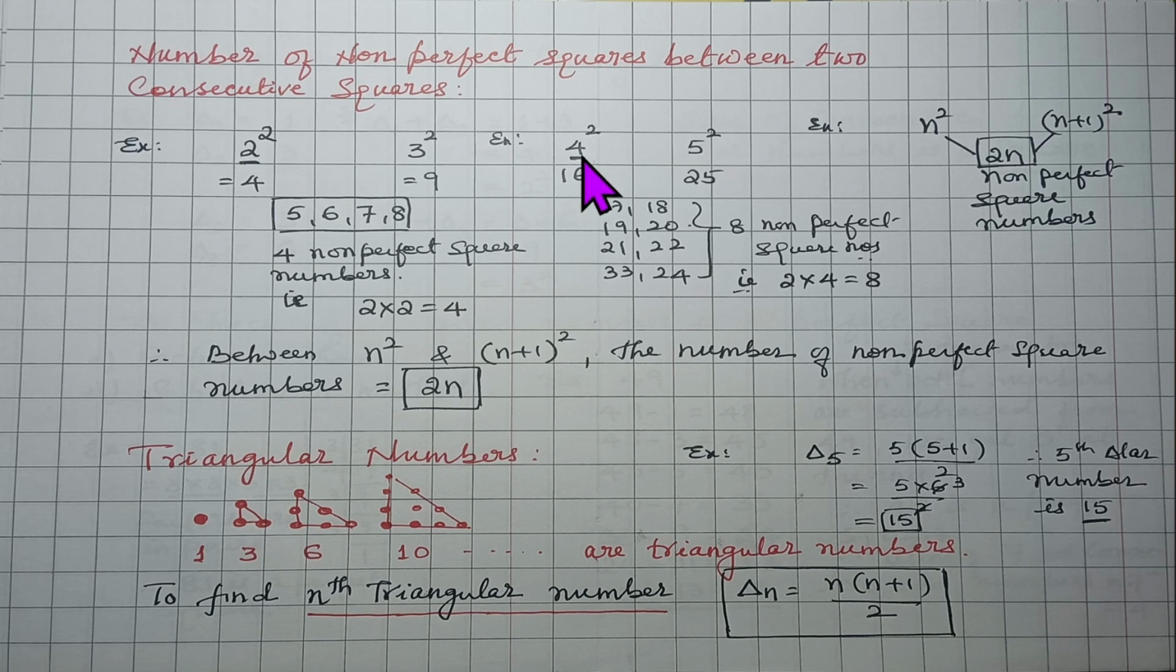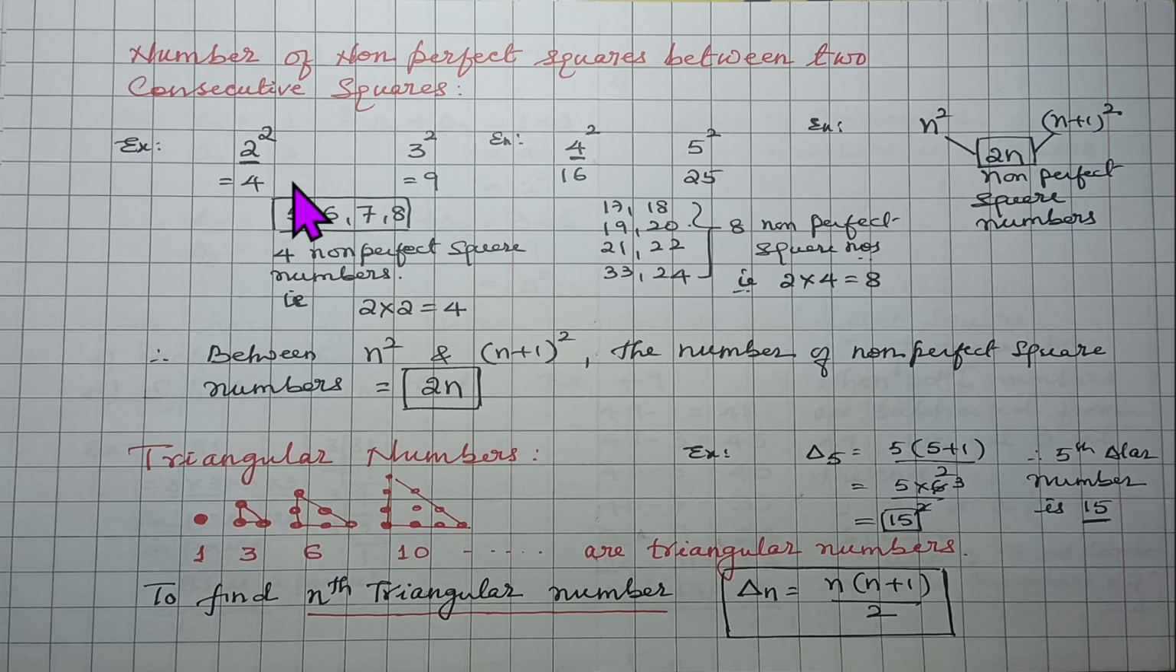There are 4 non-perfect squares between 4 and 9. Let us take one more example. We have 4 square and 5 square. 4 square is 16, 5 square is 25. In between 16 and 25 we have 17, 18, 19, 20, 21, 22, 23 and 24. So these are non-perfect square numbers, and how many are there in total? 8. So between 4 and 9 there are 4 non-perfect squares. Between 16 and 25 we have 8 non-perfect squares.